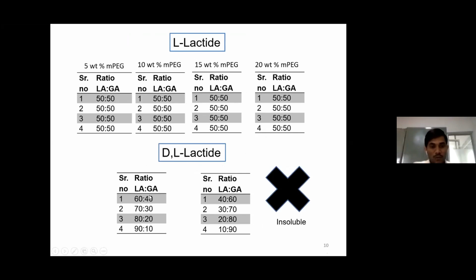For DL-lactide, we have varied the lactide from 60 to 90 mole ratio, and for lactide to glycolide, this 40, 30, 20, and 10. And we have observed that these polymers are not soluble. So these polymers are of no use because of the solubility problem.